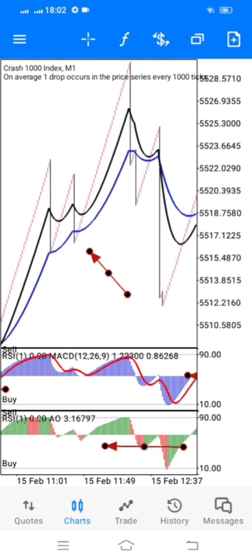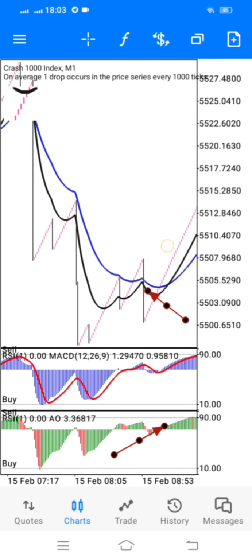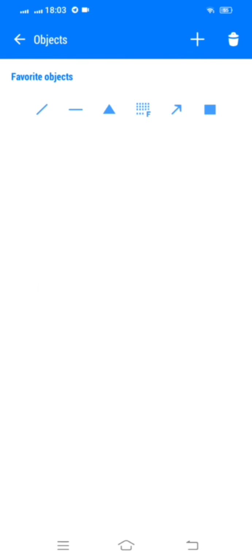Now we're just going to go ahead and have a look. Just do this quickly. Just remove all of that. We're going to have a look at boom 1000. Now remember, on boom 1000 we are looking for a sell. Okay, we're looking for a sell opportunity.